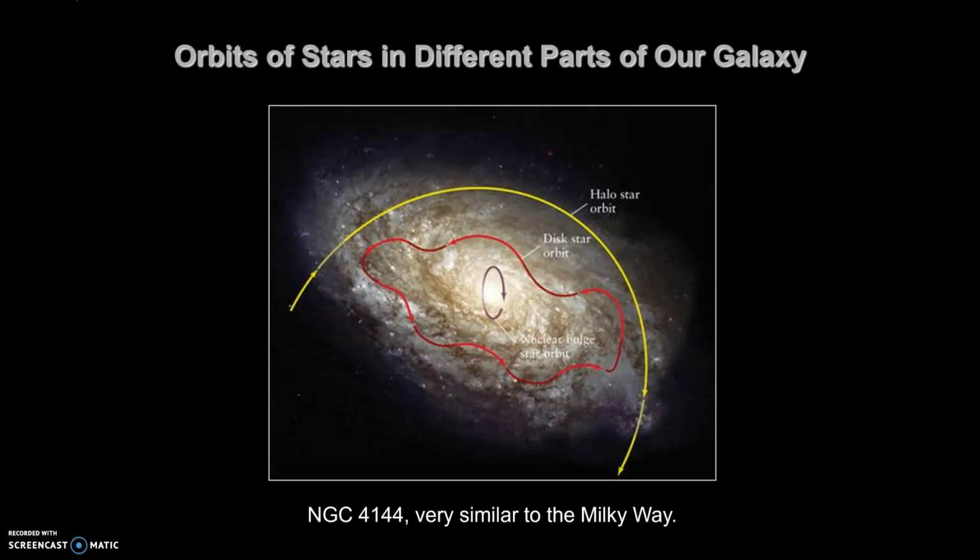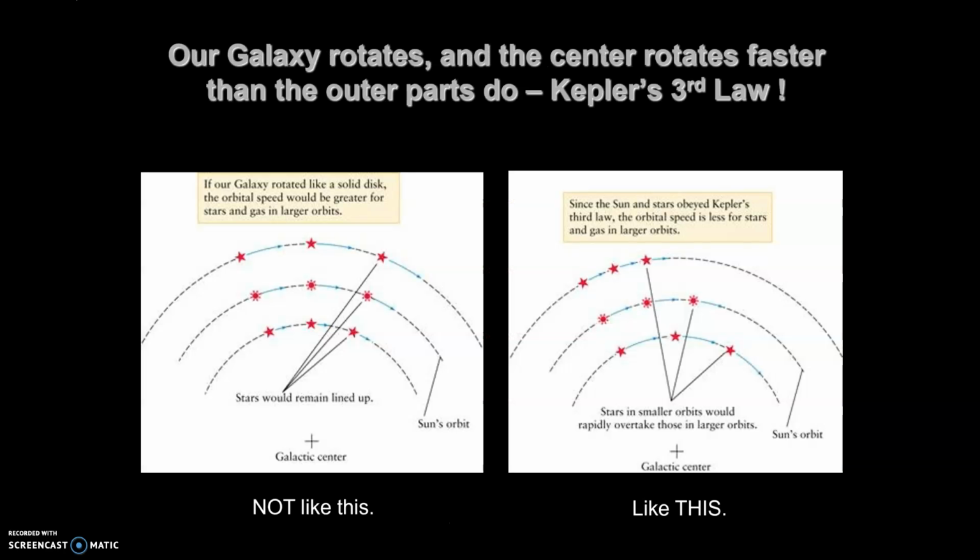So orbits are in different parts of our galaxy. Stars are going to look different. It's not going to be that very perfect orbit that we see. We can see how this orbit is a little bit wavy here, because not everything is going to be that perfect circle that we're used to seeing.